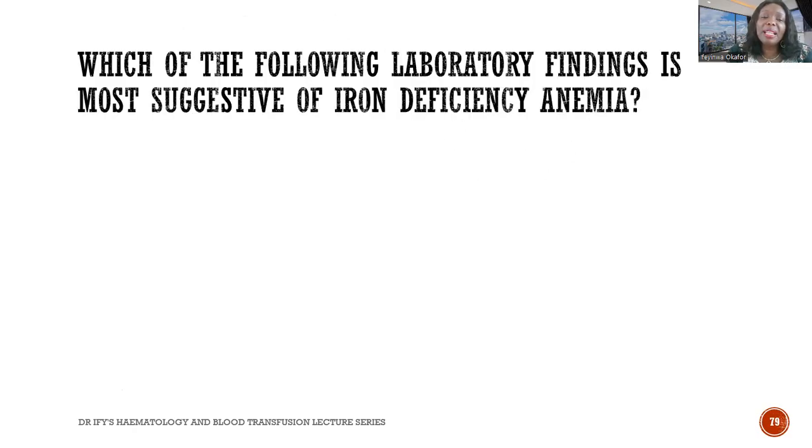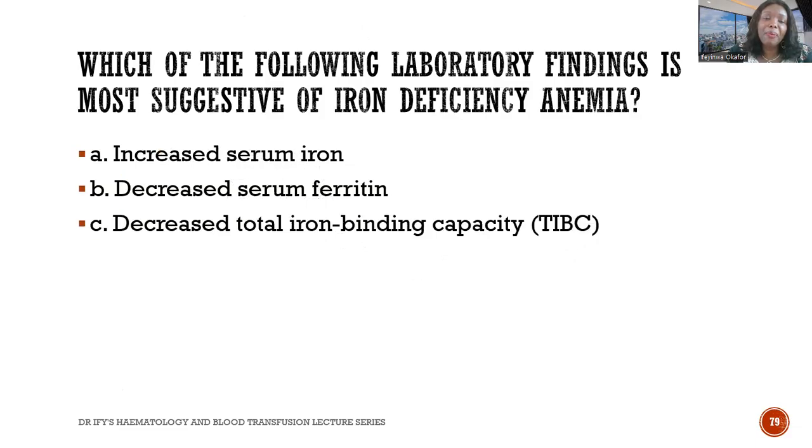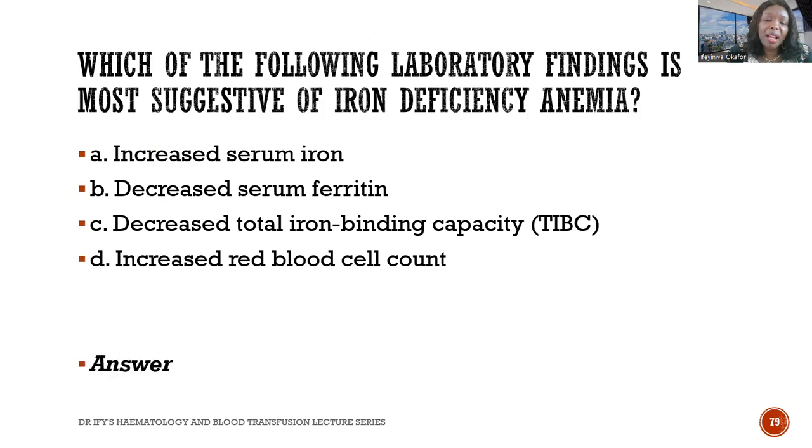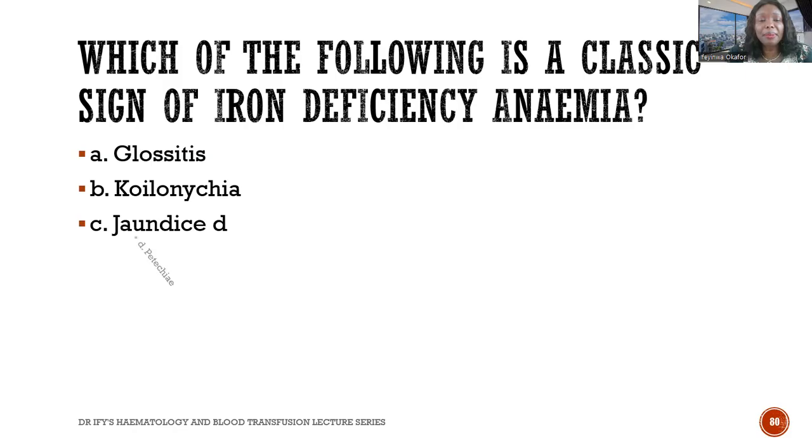Which of the following laboratory findings is most suggestive of iron deficiency anemia? Increased serum iron, decreased serum ferritin, decreased total iron binding capacity, increased red blood cell counts. Answer B, decreased serum ferritin is suggestive of iron deficiency. Which of the following is a classic sign of iron deficiency anemia? Glossitis, koilonychia, jaundice, petechiae. Answer B, koilonychia.